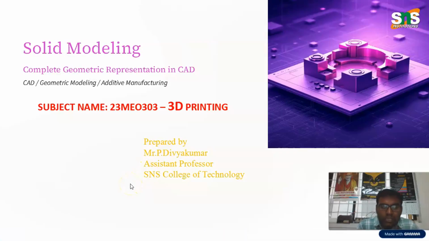Hello everyone. In today's video, we are going to learn about solid modeling. There are about three types of CAD modeling. First is wireframe modeling, then surface modeling, and then solid modeling. In the previous lecture series, we had already discussed wireframe and surface modeling. Now we are going to discuss what solid modeling is in CAD design.